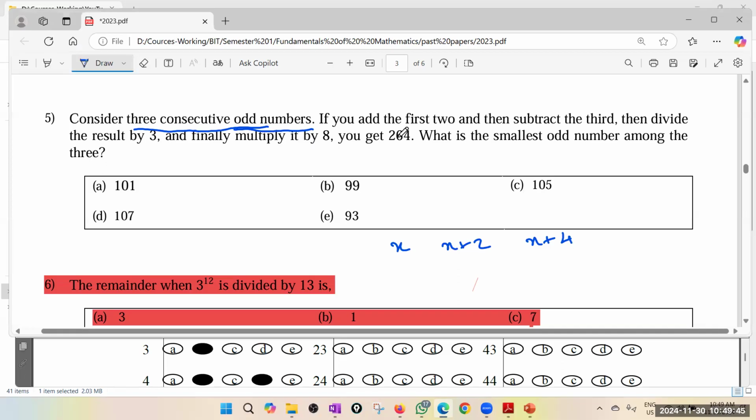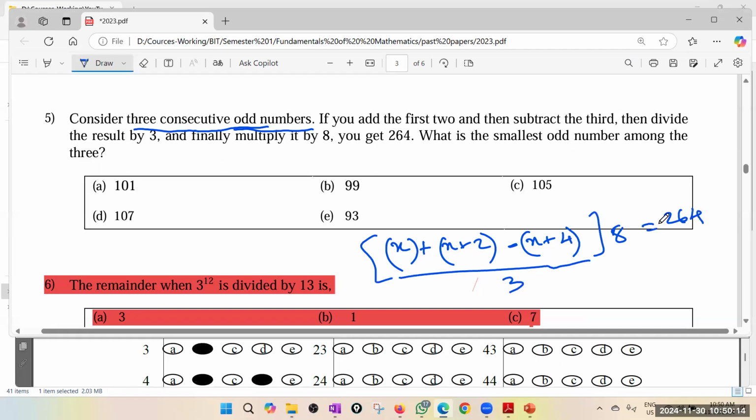If you add the first two, and then subtract the third, then divide the result by 3, and finally multiply it by 8, you get 264. What is the smallest odd number? That means you need to find x.